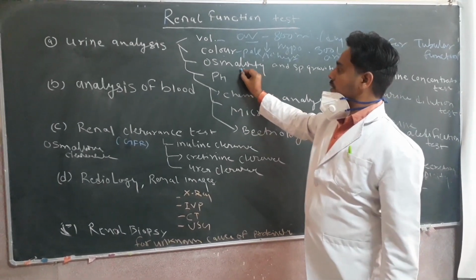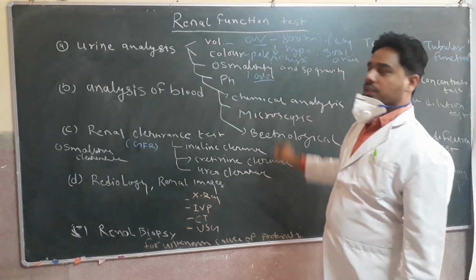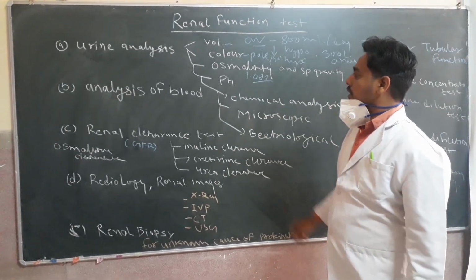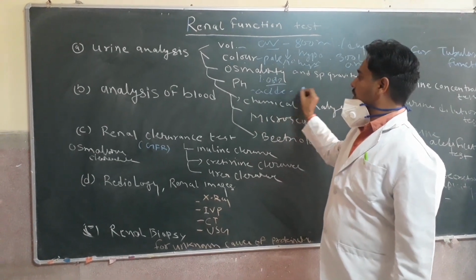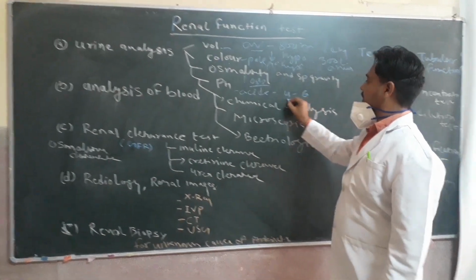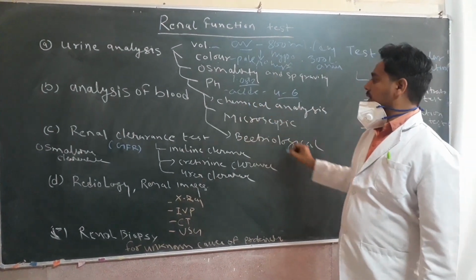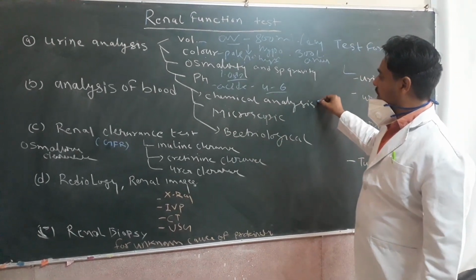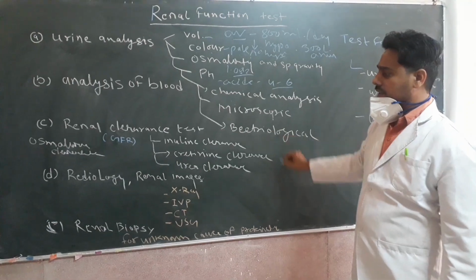Osmolarity is specific gravity, 1.0812 is average normal. The pH is acidic, average 4 to 6. The chemical analysis and microscopic and bacteriological examinations.